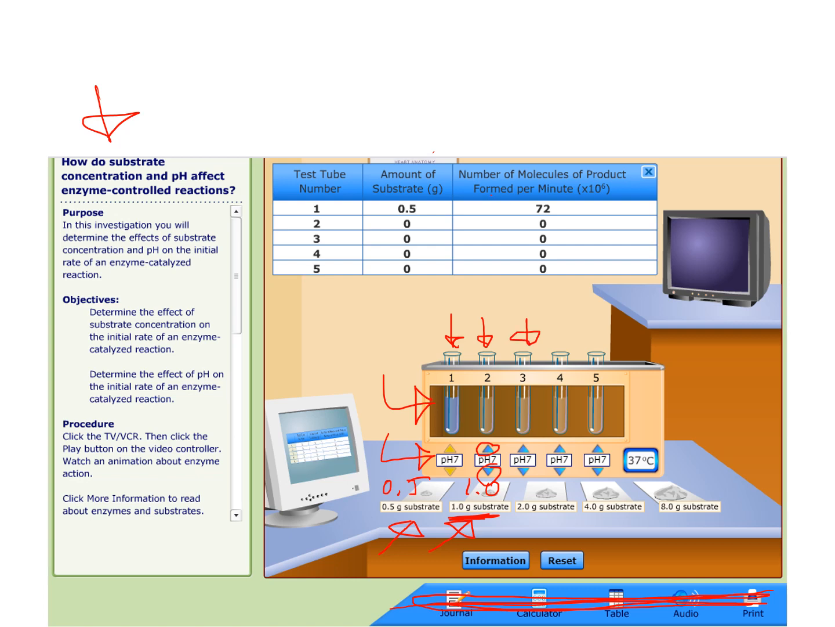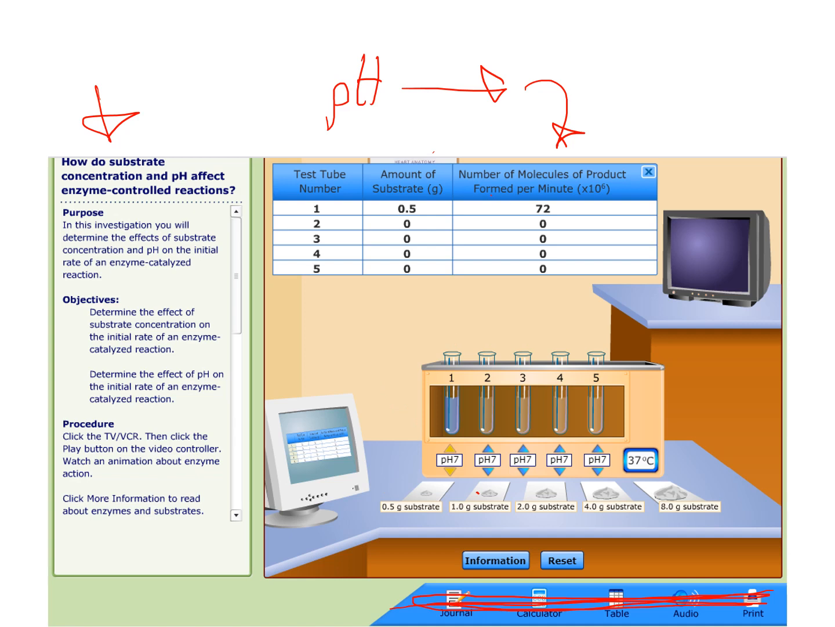Same amount, because pH is your independent variable here, and you want to know what the effect is on the number of molecules formed at the beginning of the reaction. The other part of this experiment is that you're going to be keeping pH the same. Your independent variable is going to be substrate concentration.